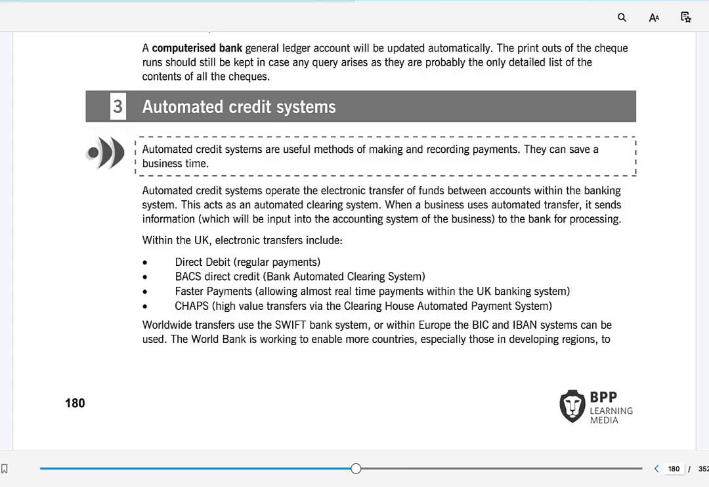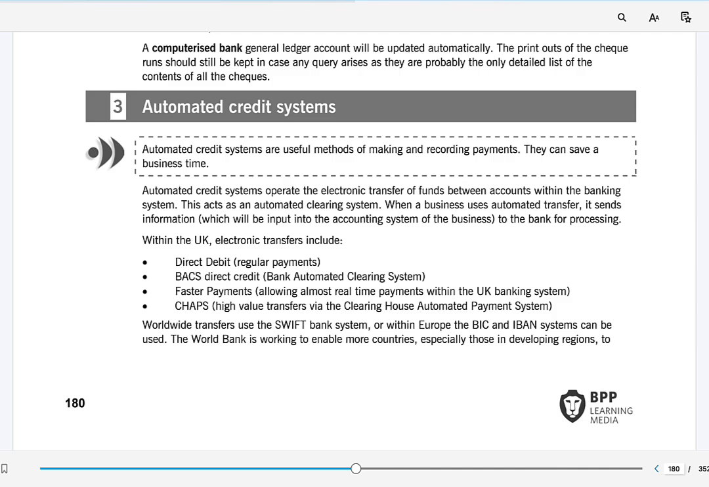Reason 2. It is safe. Carrying cash is risky. Cash can be lost. Cash can be stolen. Checks can also be lost in the post. But electronic payments reduce those risks. Reason 3. It reduces paperwork. Checks require printing. Checks require signing. Checks require sending and filing. But electronic payments reduce this extra work.